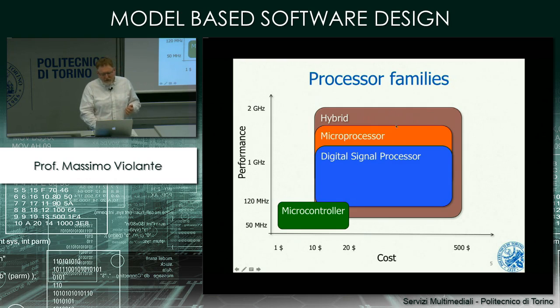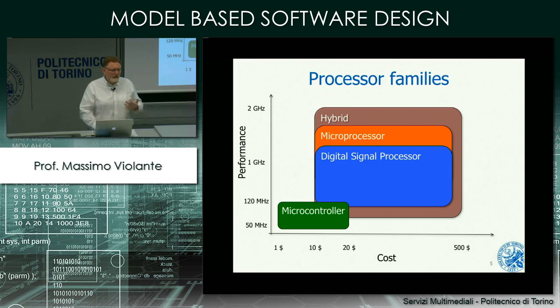Then we have a number of other possibilities that are the microprocessors that, again, without knowing the details, are something that could cost from $10 up to $500 for a single device, with performance ranging from a few hundreds of megahertz well into the gigahertz range, okay? A subclass of the microprocessor is the digital signal processor, that is a specialized family intended for number crunching operations.